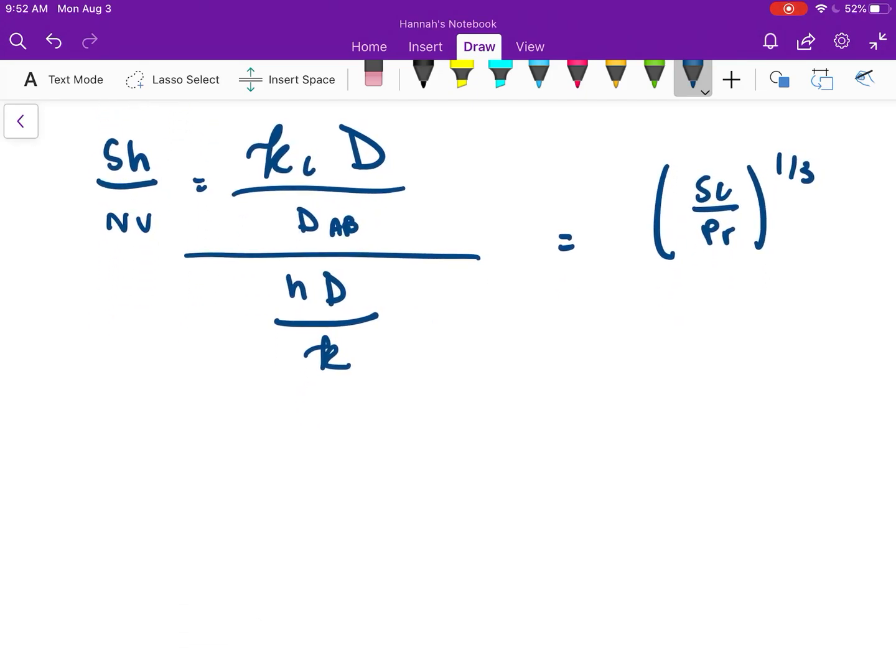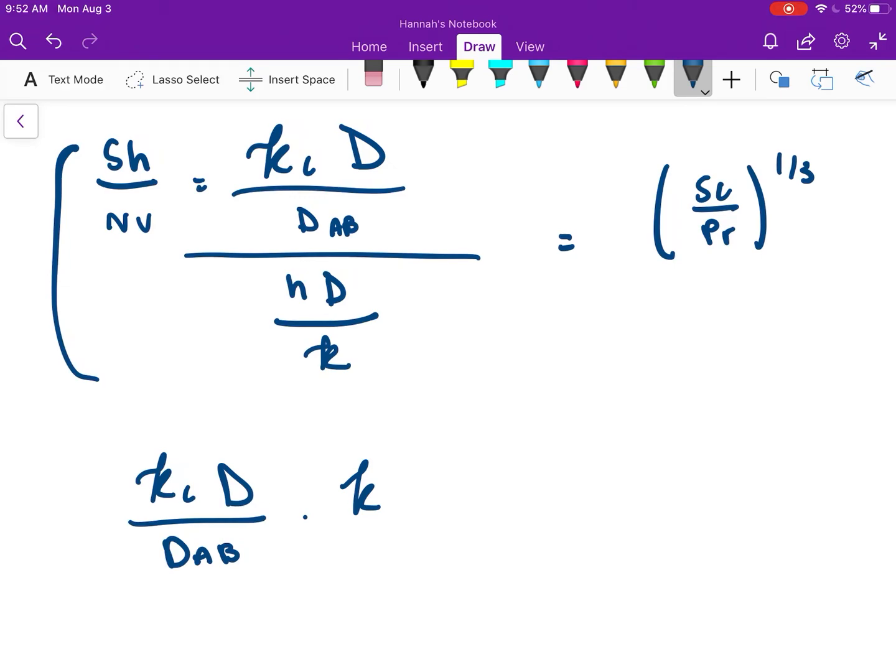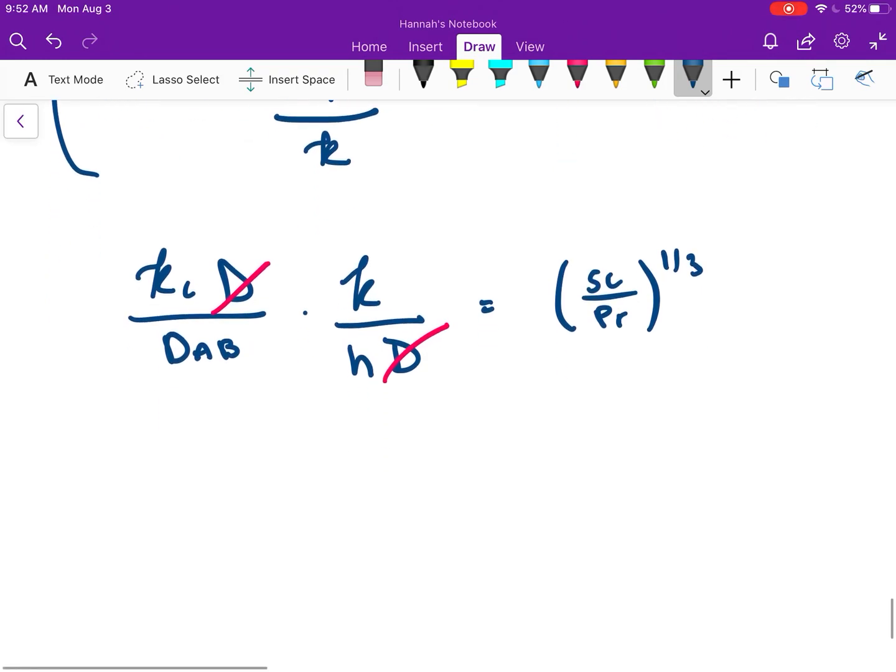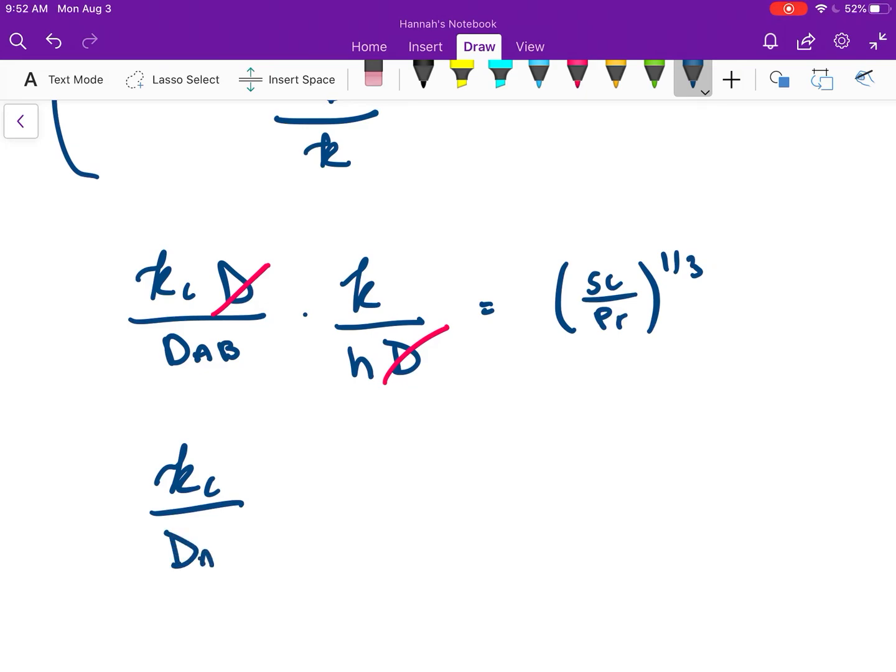I'm just going to rewrite this statement again, down here. Okay, Kc D over the diffusion coefficient times the thermal conductivity over the heat transfer coefficient, again, times that scale. Here you can see those scales cross out, and that is equal to Schmidt number over the Prandtl number to the 1/3. And then rewriting that again, you can just say that this is all equal to the Lewis number to the 1/3.